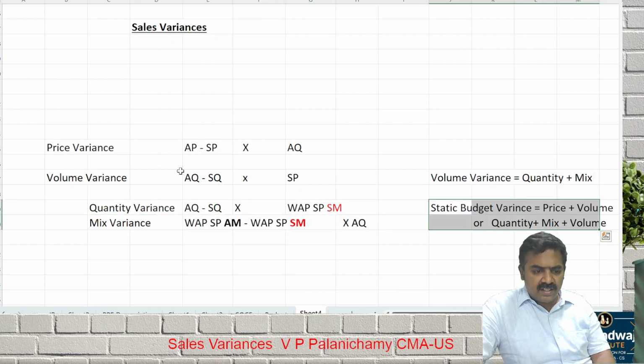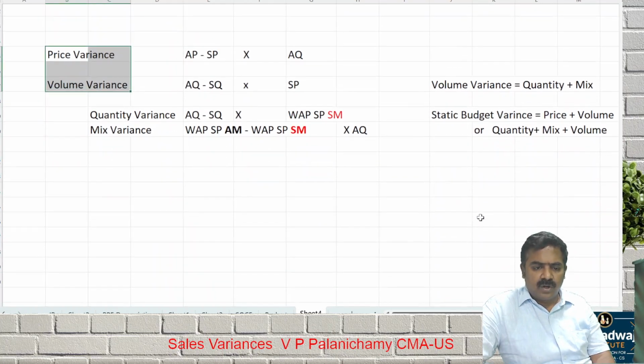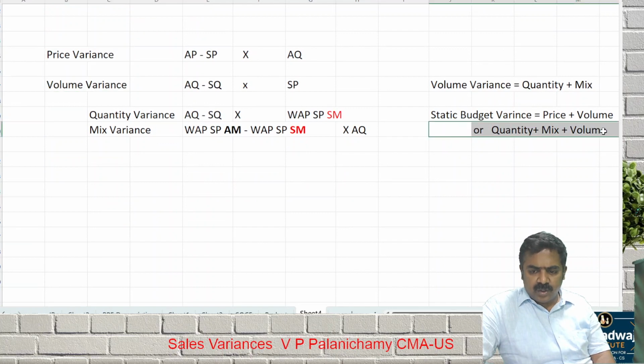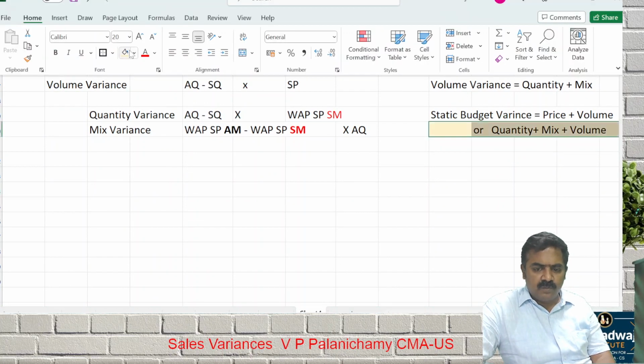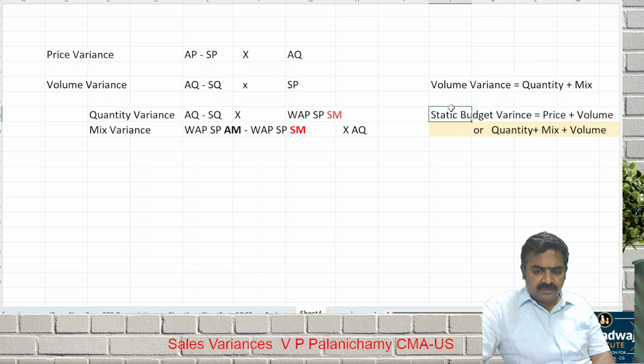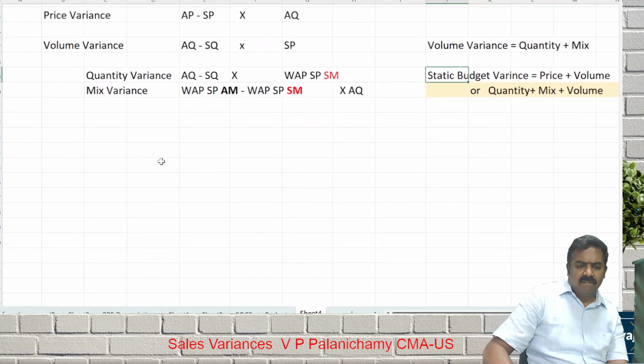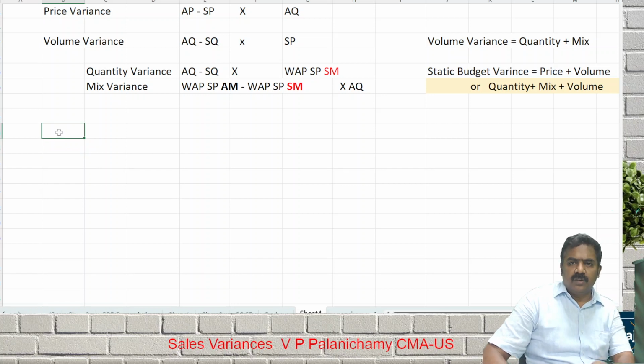Total variance arises because of price as well as volume. Or you can say quantity plus mix plus price will give us total variance. This is also known as static budget variance. We'll take up a question and work it out so that you'll understand better.